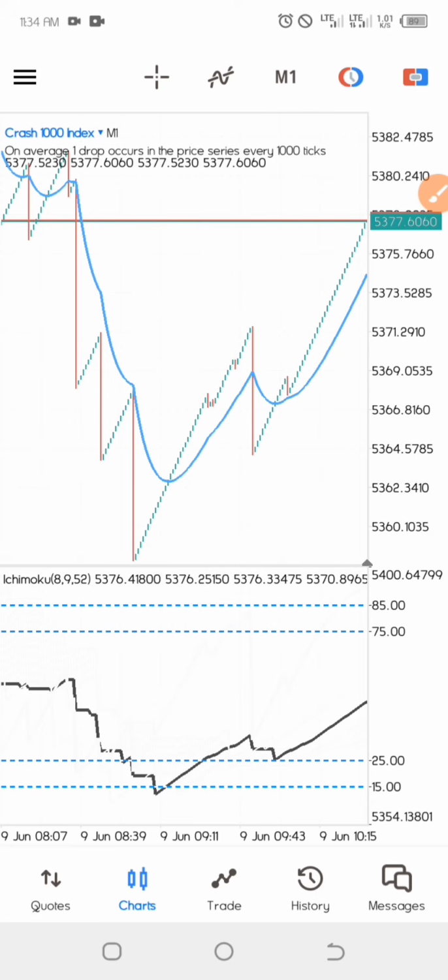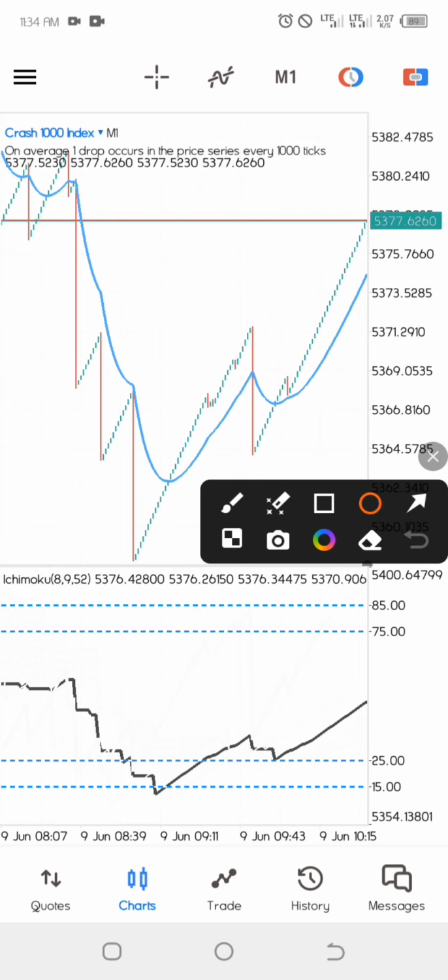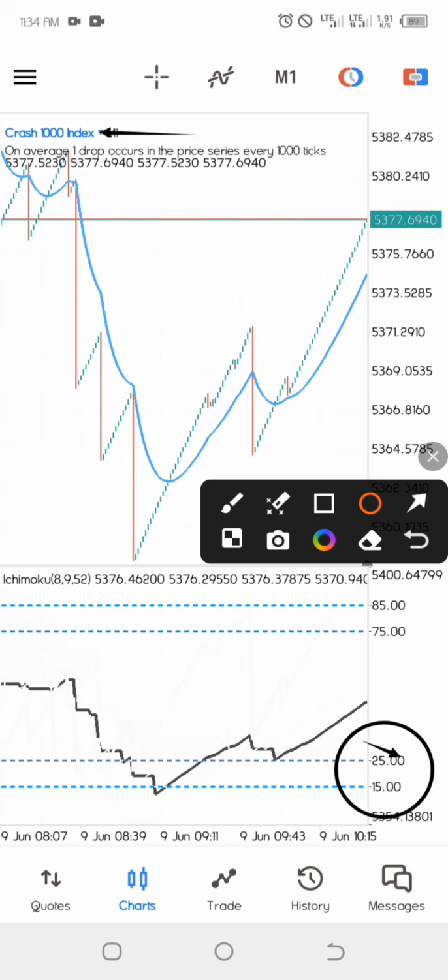Now the first thing we want to know is that whenever we are trading on Crash, we want to be trading at the 25 and 15 levels. Whenever we are trading on Boom, we are going to be trading at the 85 and 75 levels. Keep that at the back of your mind. Now how do you not take a trade?